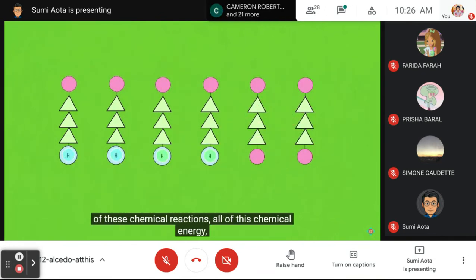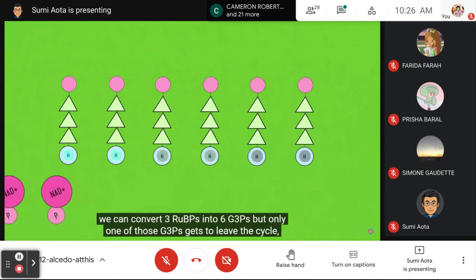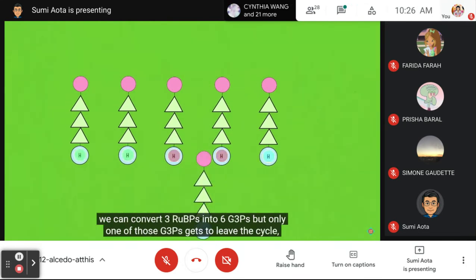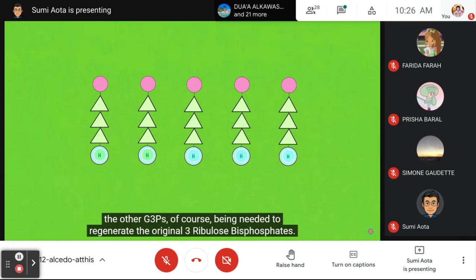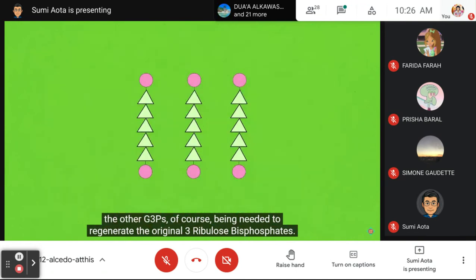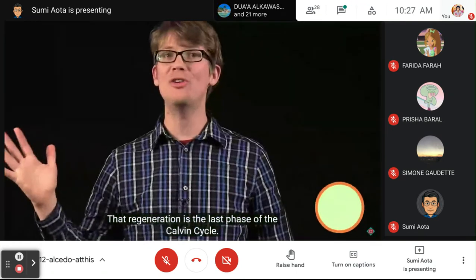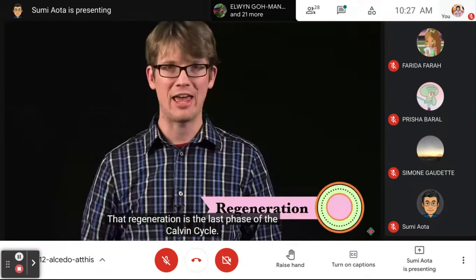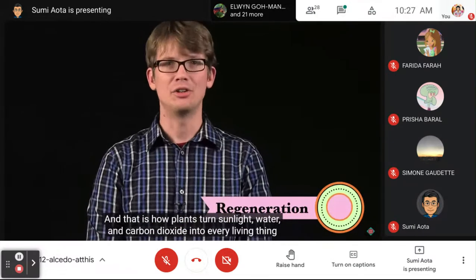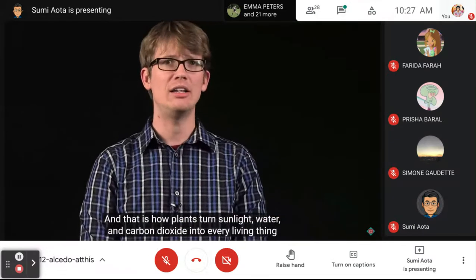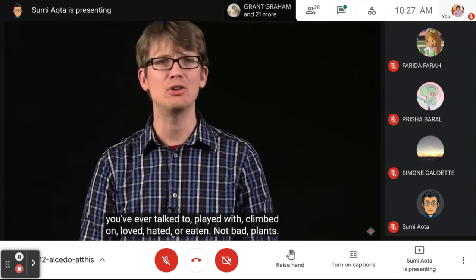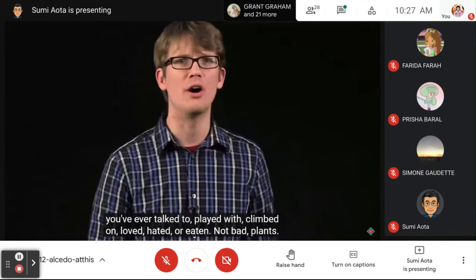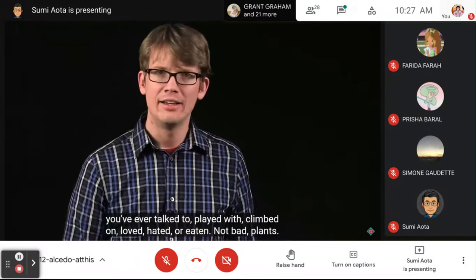So with all these chemical reactions, all of this chemical energy, we can convert 3 RuBPs into 6 G3Ps, but only one of those G3Ps gets to leave the cycle. The other G3Ps, of course, being needed to regenerate the original 3 ribulose bisphosphates. That regeneration is the last phase of the Calvin cycle. And that is how plants turn sunlight, water, and carbon dioxide into every living thing you've ever played with, climbed on, loved, hated, or eaten. Not bad, plants. And I hope you understand.